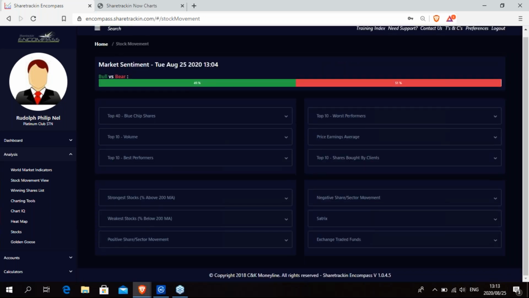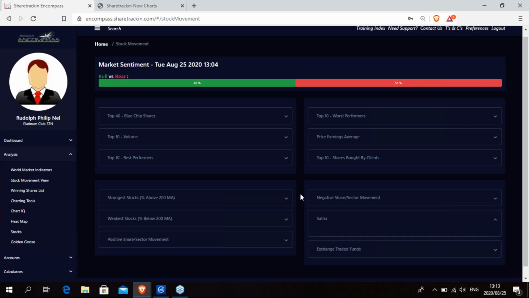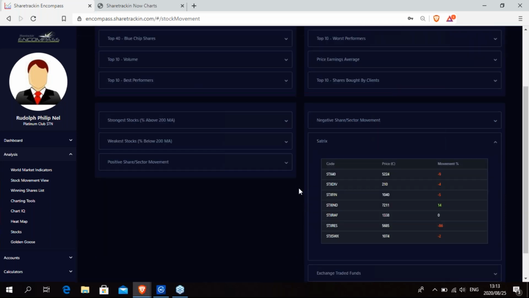Then you get Satrix. Now, we don't really trade Satrix, but you can trade Satrix if you're using a platform like Standard Bank or Easy Equities or FNB or ABSA or Netbank. You will be able to trade them real time over there. As far as I know, there are some plans that bought some Satrix shares on the software.